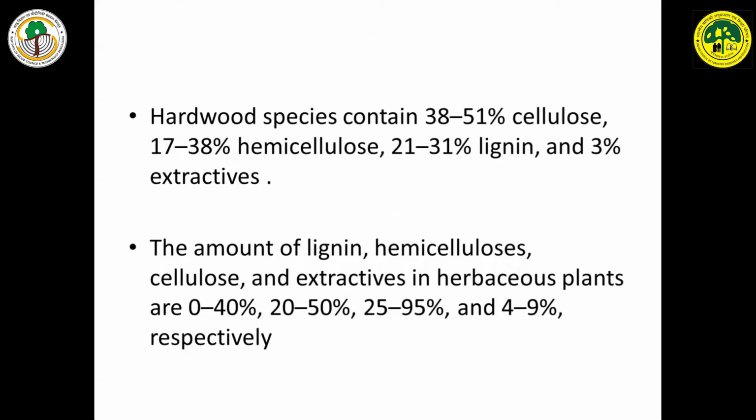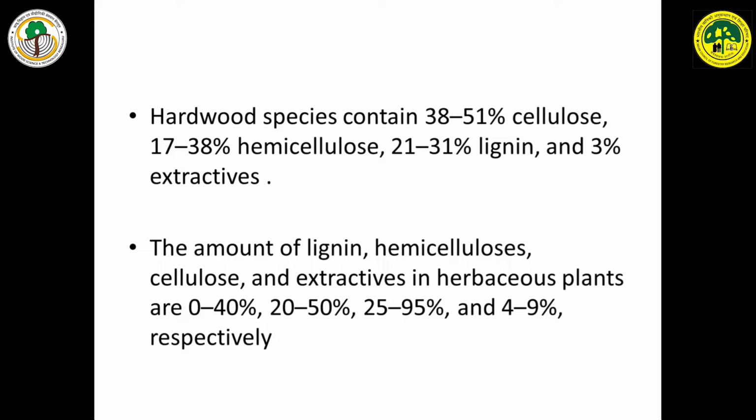Hardwood species contain 38 to 51% cellulose, 20 to 38% hemicellulose, and 21 to 31% lignin. The other extractives present in hardwood species are the same as in softwood species. They are resins, tannins, flavonoids, alkaloids, etc. Organic compounds are present.